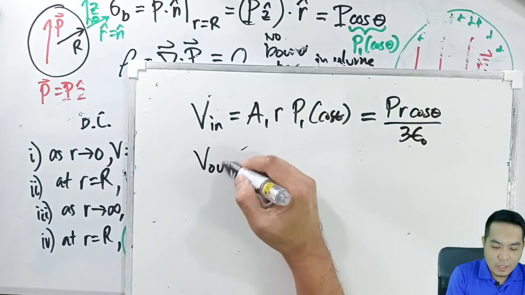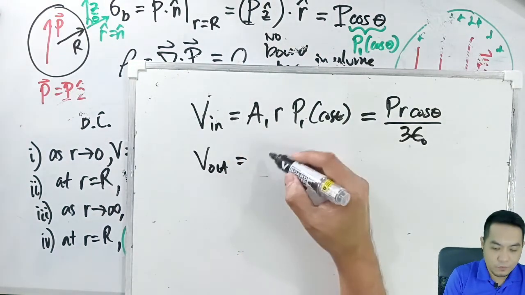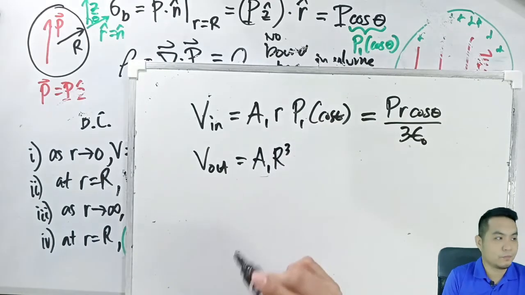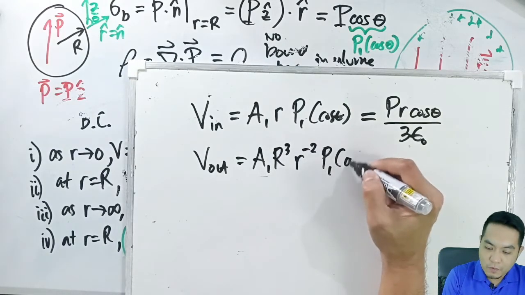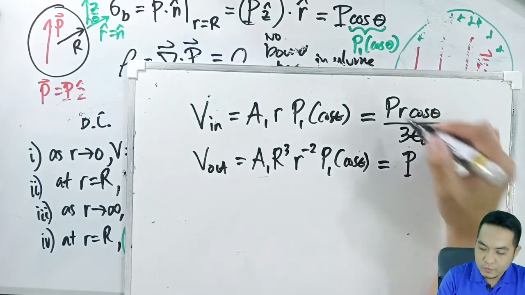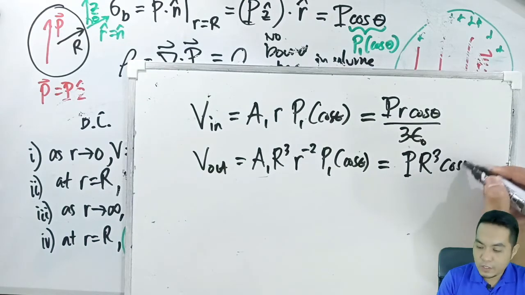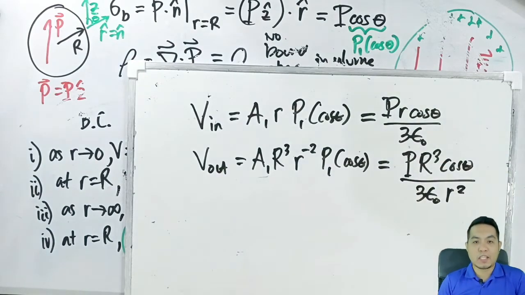For the potential outside, also one term. So you have A1 R to the negative 2 P1 of cosine theta. And this will give you P, the magnitude of the polarization, R cubed cosine theta over 3 epsilon naught r squared. So this is now your potential inside and potential outside.